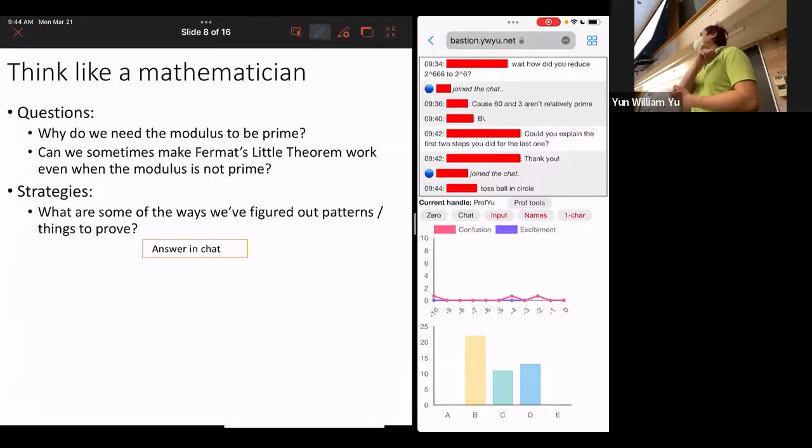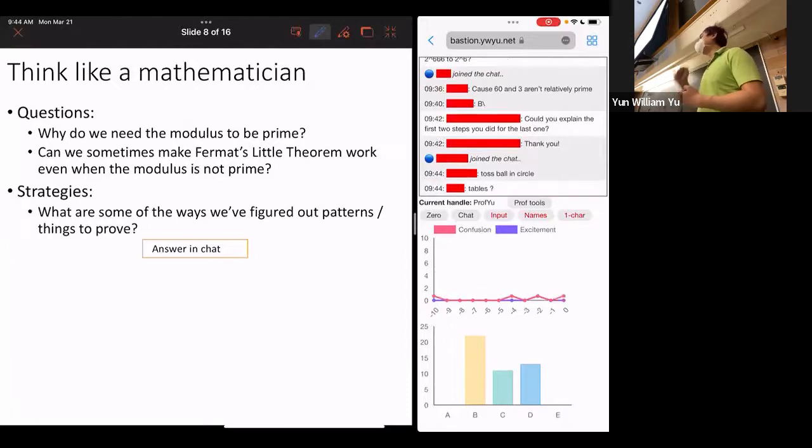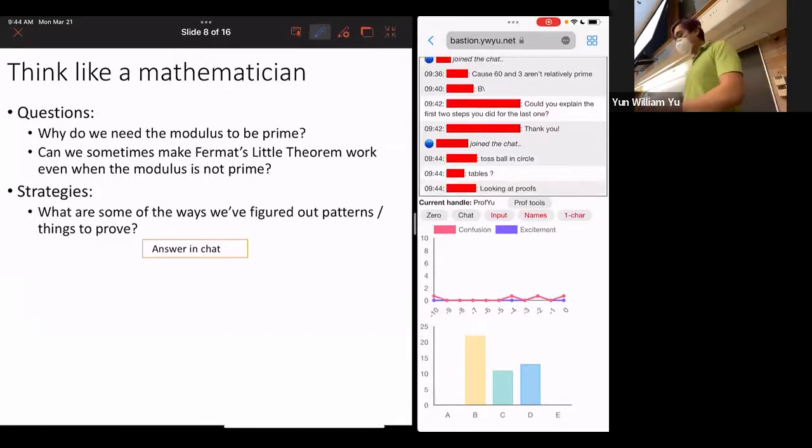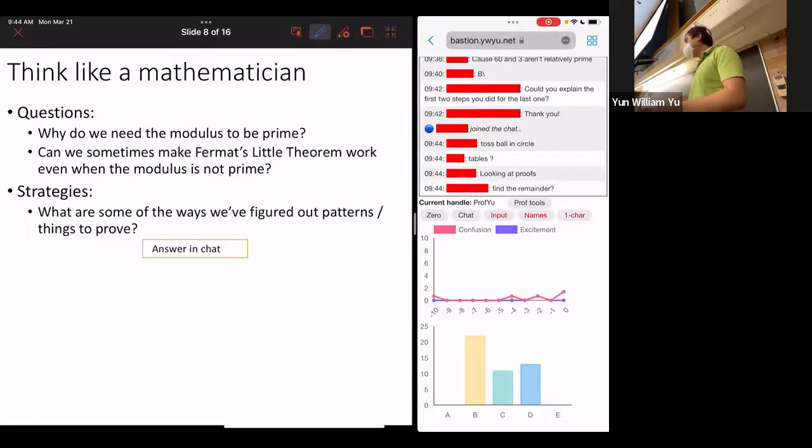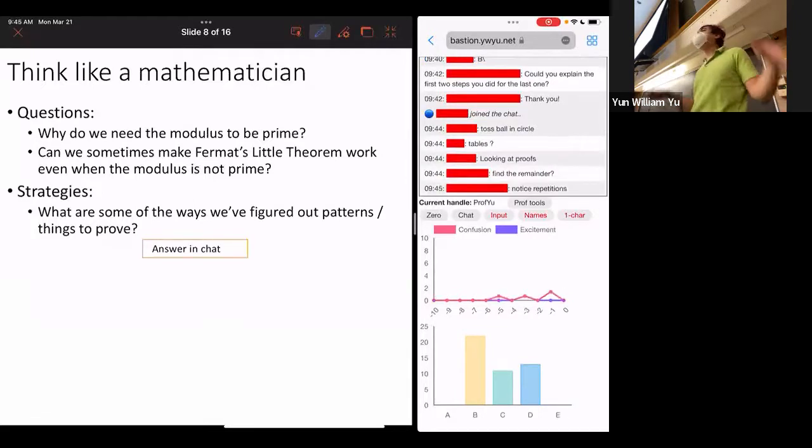Yes, we tossed balls in circles. We experimented on multiplication tables. That was literally you coming up with multiplication tables in the physical world. Yes, exactly, tables. Then we also had the power tables and things like that. And the other thing is we've been looking at proofs, find the remainder. So we've been doing all these different techniques for trying to figure stuff out.